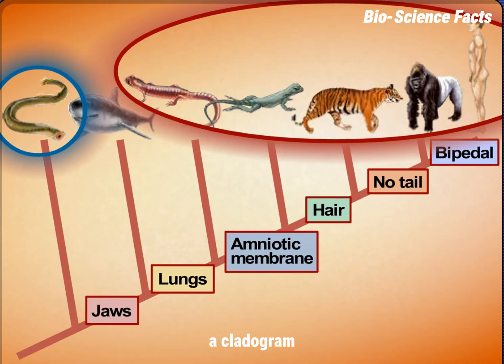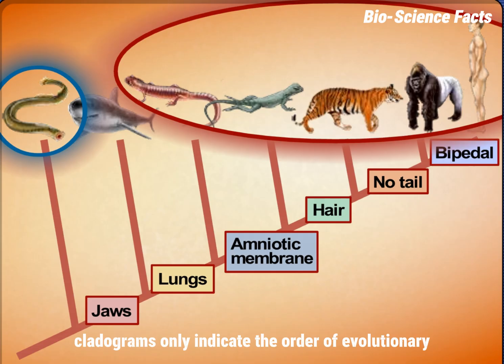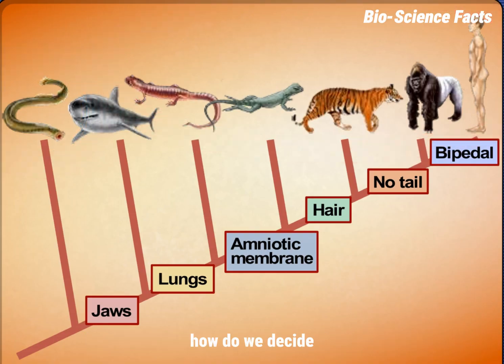A cladogram is a phylogenetic tree inferred by clustering synapomorphies. In general, cladograms only indicate the order of evolutionary branching events, not the timing of these events. How do we decide whether a tree is more or less likely to be correct?